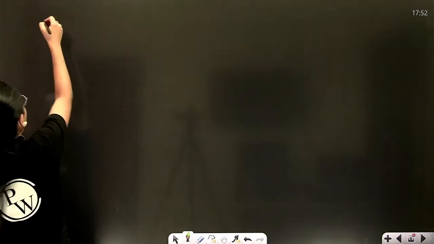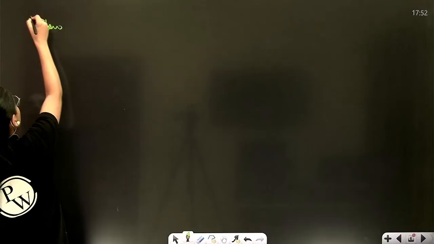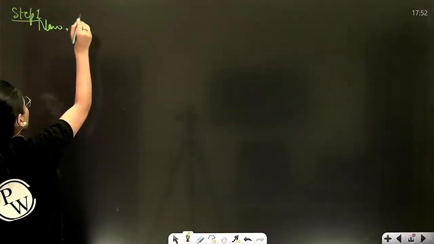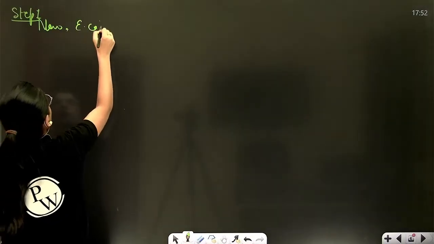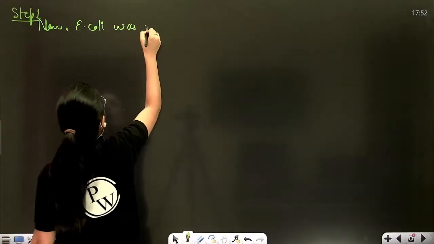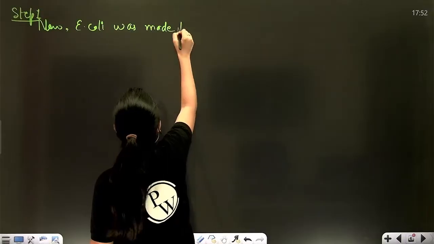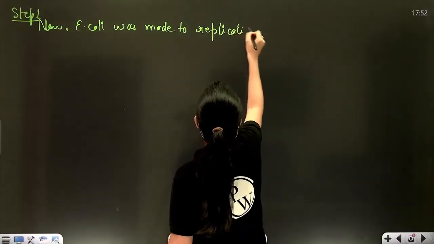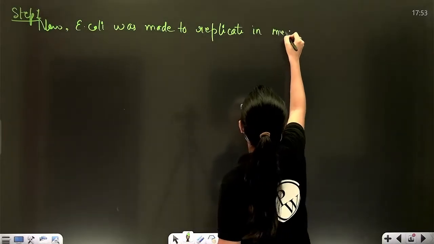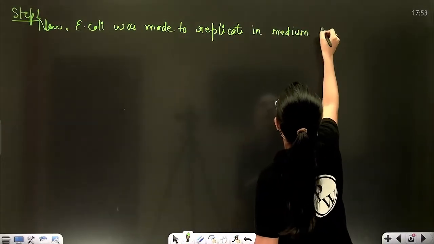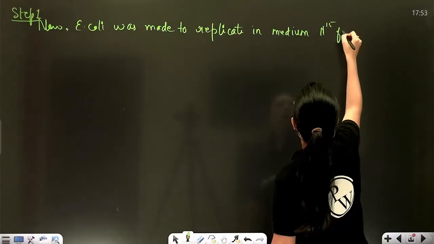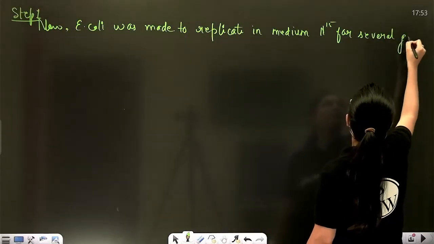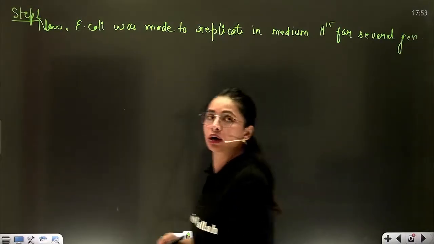Okay. Now, this is step number 1 of the experiment. In the first step, E. coli was made to replicate in medium N15 for several generations. So now what will happen?